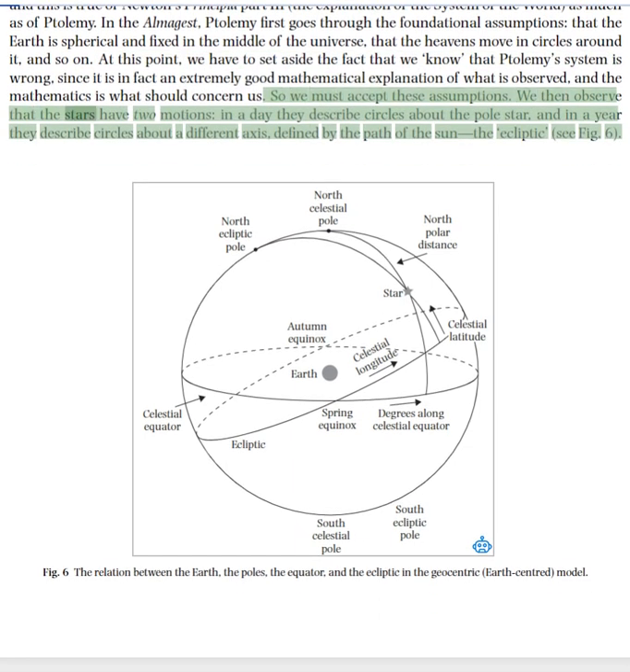We then observe that the stars have two motions. In a day they describe circles about the pole star, and in a year they describe circles about a different axis, defined by the path of the sun, the ecliptic.